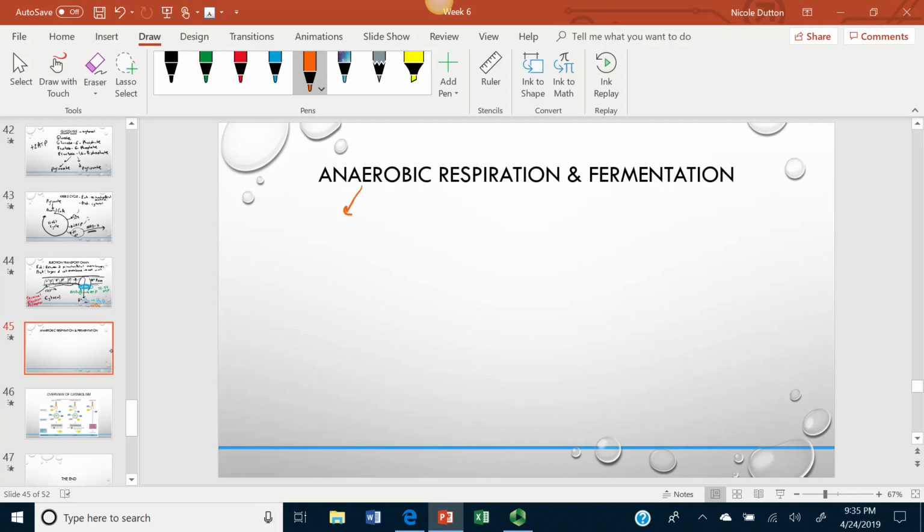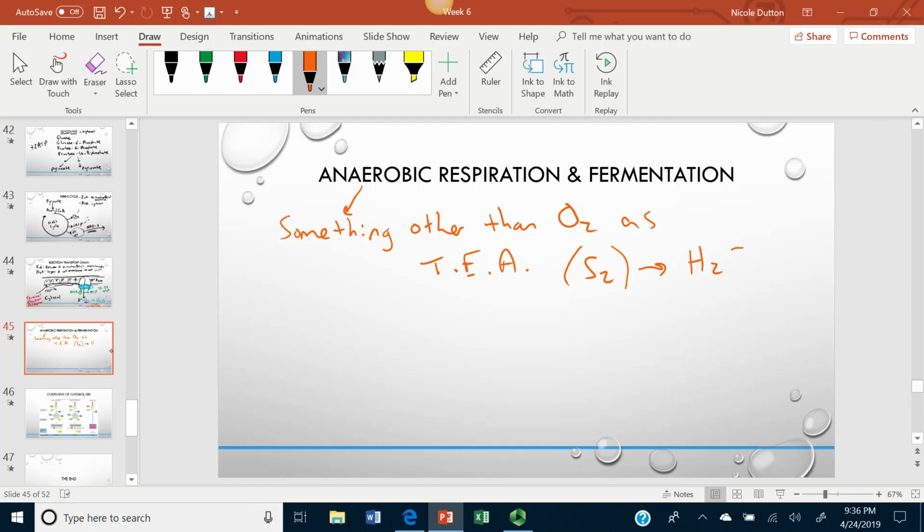So in anaerobic respiration, you use something other than oxygen as your terminal electron acceptor. Usually it's sulfur. And if it is sulfur, you're going to produce H2S. This H2S can be detected by adding certain substances to it, and it forms a black precipitate. And there's a couple tests that we'll do in the course of the semester that you'll see that black precipitate form.